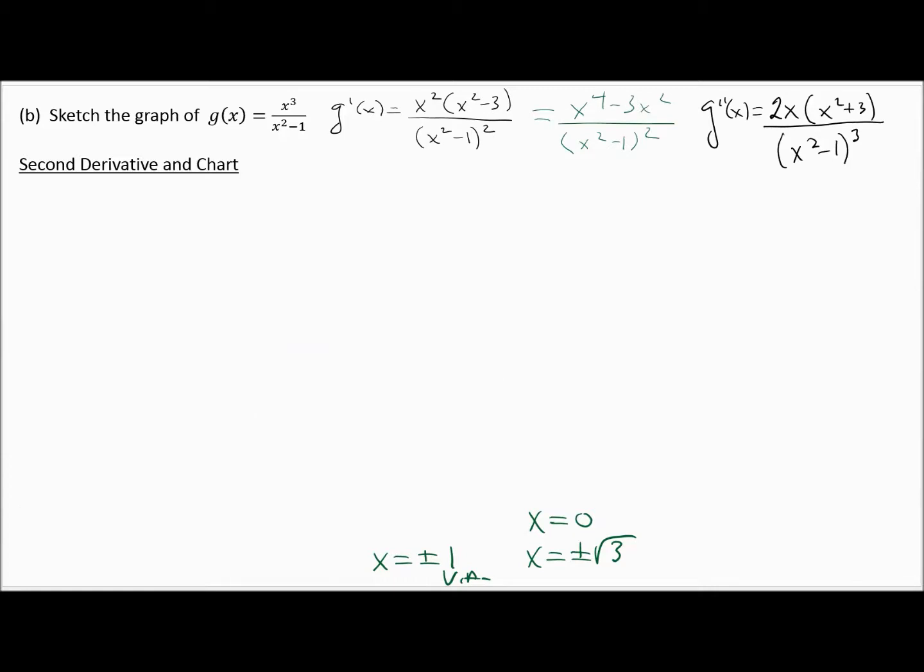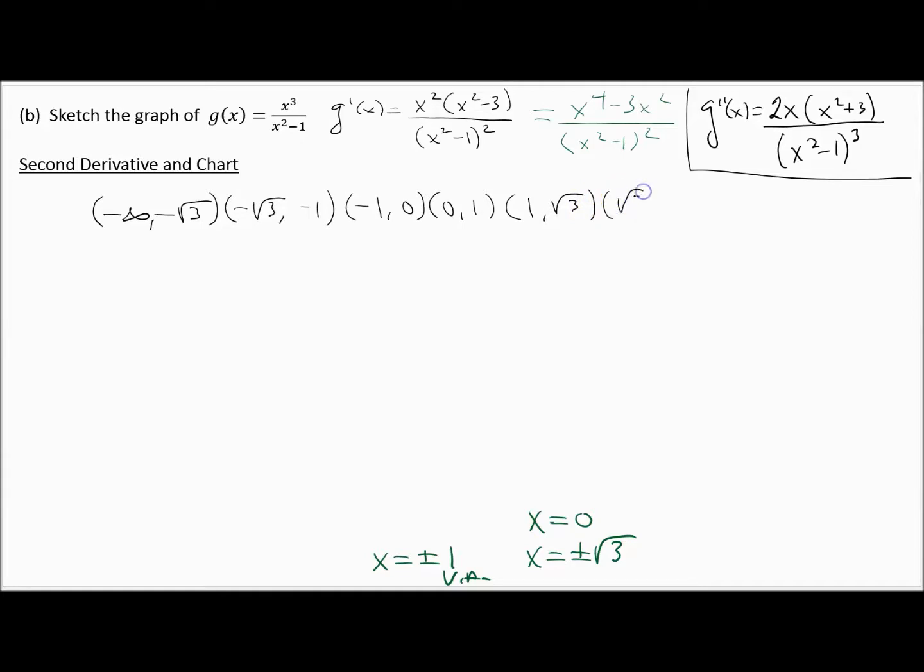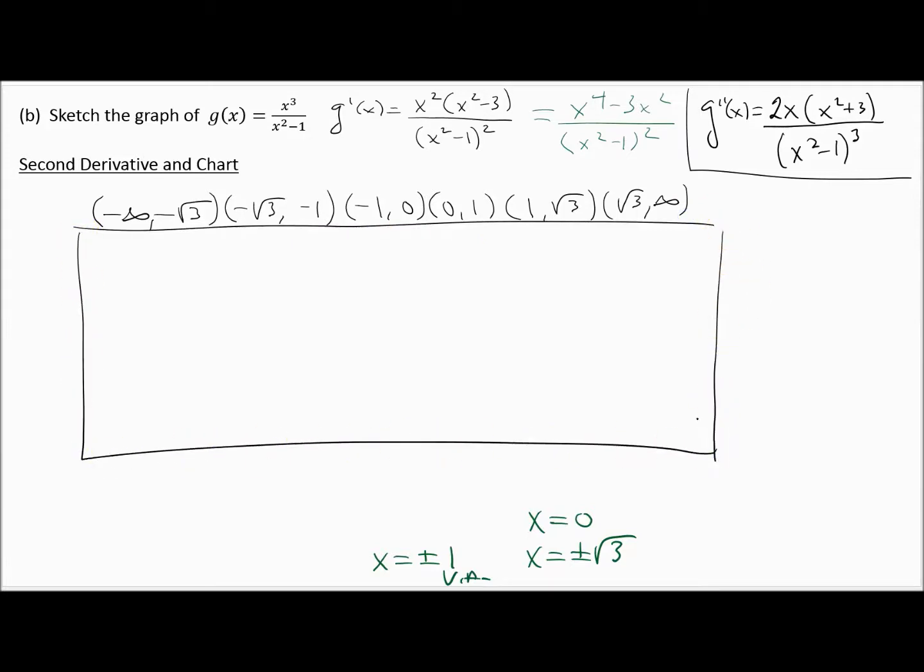So I'm ready to do a chart. If you'll notice, I erased everything else. I kept our critical numbers at the bottom. Really, our only critical numbers for the second derivative are here. These were vertical asymptotes, so the function was undefined there, and I have to include those. And I rewrote the derivative over here so we can find it when we need it. So we're going from negative infinity to negative square root of 3, negative square root of 3 to negative 1, negative 1 to 0, 0 to 1, 1 to the square root of 3, and finally square root of 3 to infinity. These just happen to be the same values that we had for our first derivative chart.